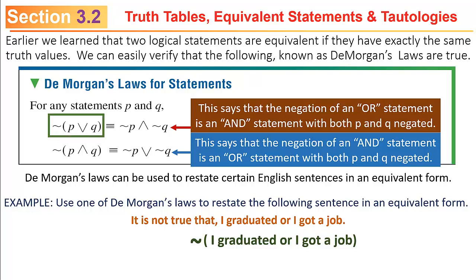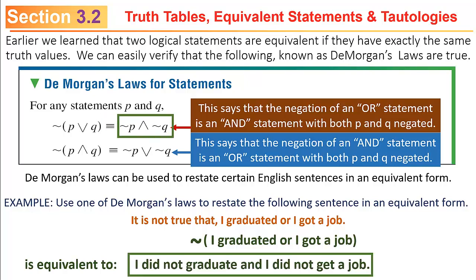If you think of "I graduated or got a job," finding the negation of that, it's like the first formula. It's like the negation of P or Q. So that would be equivalent to the negation of P and the negation of Q. So the negation of "I graduated" would be "I did not graduate." The negation of "I got a job" would be "I did not get a job." And remember, the original OR, when it gets negated, becomes an AND. So the statement, "it is not true that I graduated or got a job," is equivalent, by the first of De Morgan's laws, to the sentence "I did not graduate and I did not get a job."